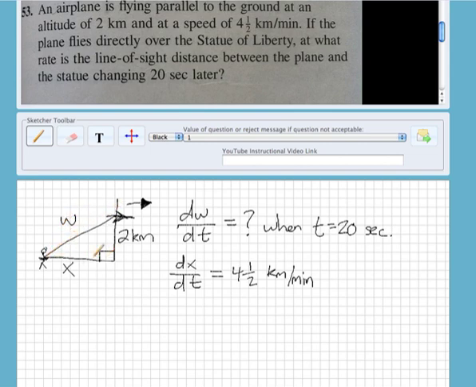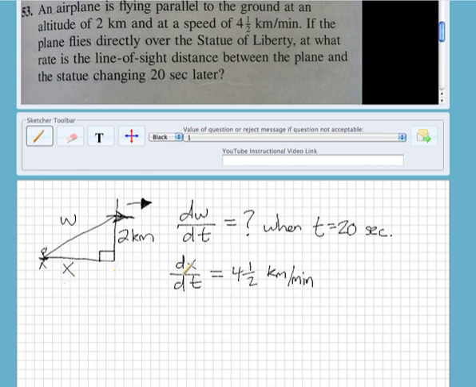I've labeled this X because anything that's changing in the diagram must be labeled a variable. Now see how this is 2. Notice I didn't call that a variable just because it's constant. So this is always 2 throughout the whole problem as the airplane travels from left to right. They also give us dx dt, which is 4.5, because the airplane's always traveling to the right at 4.5 kilometers per minute.